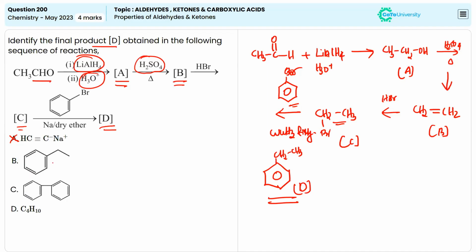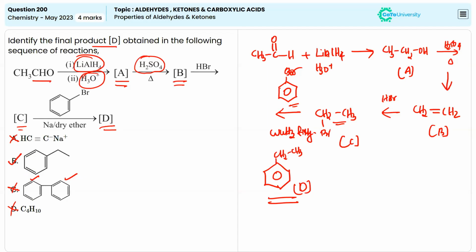Coming to option B, that is ethyl benzene, this is the correct answer. Option C is wrong because here we can see two benzene rings, which is not at all possible. And option D is C4H10, that is butane, which is also not possible. So the correct answer is option B, that is ethyl benzene.